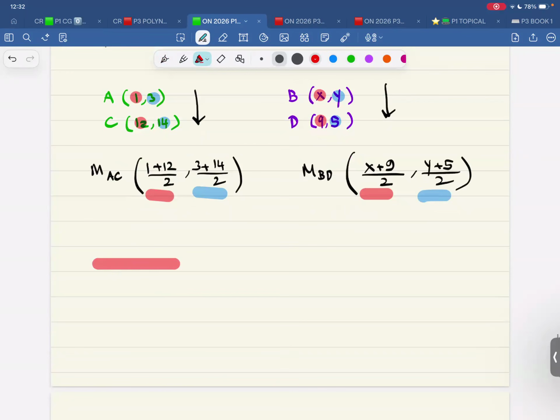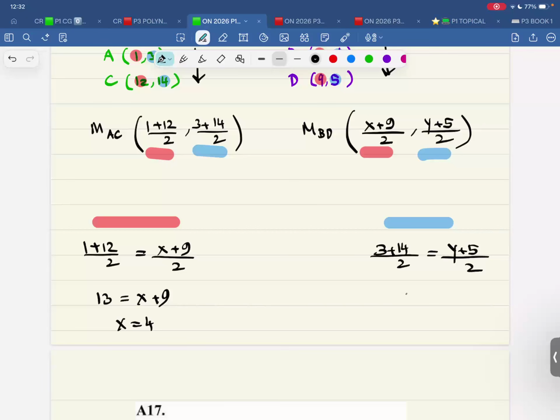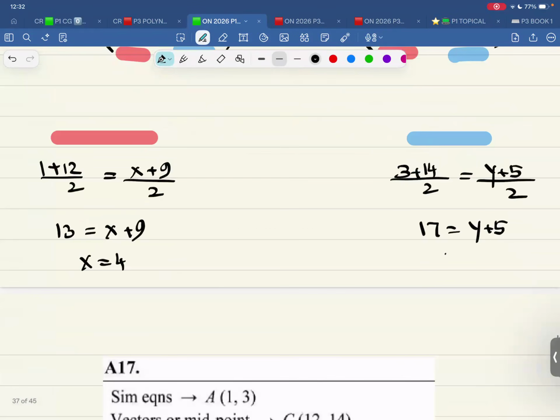So for the x coordinate, this is 1 plus 12 divided by 2. This is x plus 9 divided by 2. And this is 3 plus 14 divided by 2. And this is y plus 5 divided by 2. 13 is x plus 9. X comes out to be 4. 17 is y plus 5. And then y comes out to be 12. Therefore, the coordinate of B is 4, comma 12.